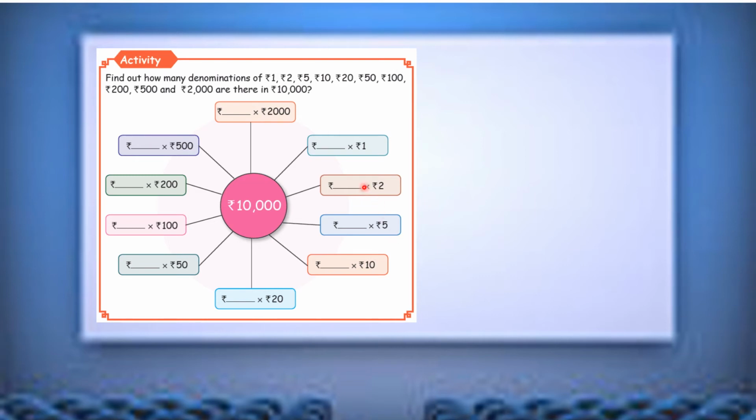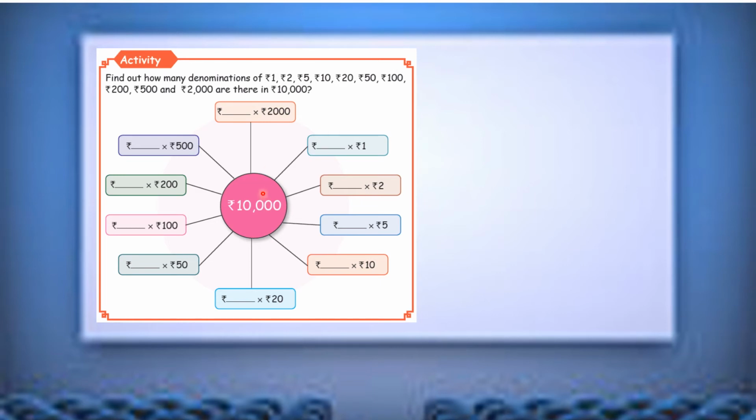First try to understand the question. How many 1 rupee coins will be needed to get rupees 10,000? So that's the question mark. Then how many 2 rupee coins will be needed to get rupees 10,000, and so on. Like that we are going to find out here. So rupees 10,000. How many 2,000 rupee notes will be needed to get 10,000?